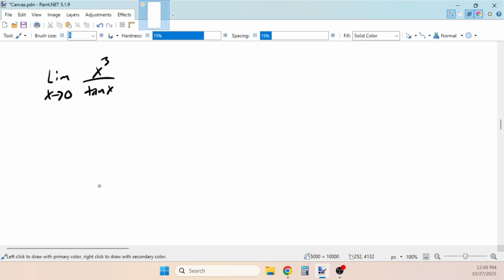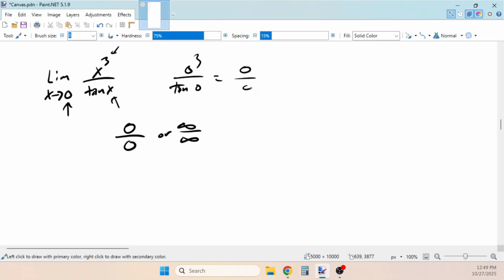Now, it says to use L'Hopital. L'Hopital's rule only applies if, when we plug the value into the top and bottom function, we get either a 0 over 0 indeterminate or an infinity over infinity. First, let's just plug those in. What happens? We get 0 cubed over tangent of 0.